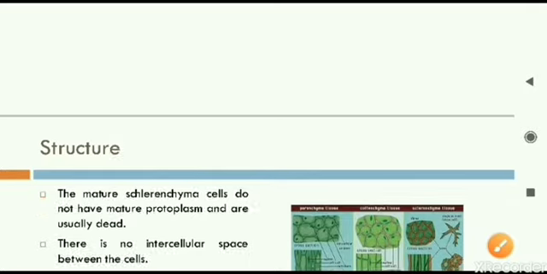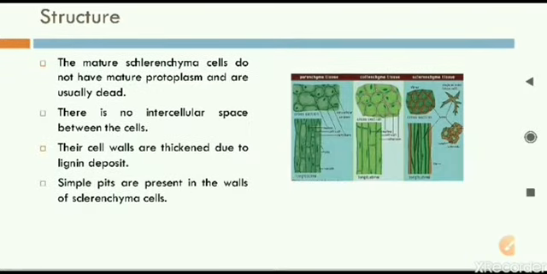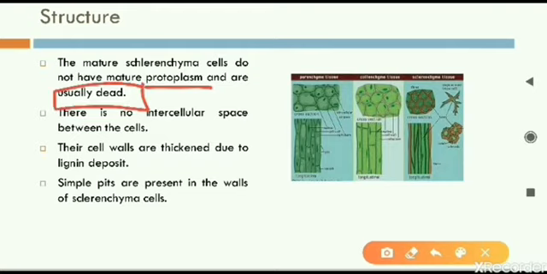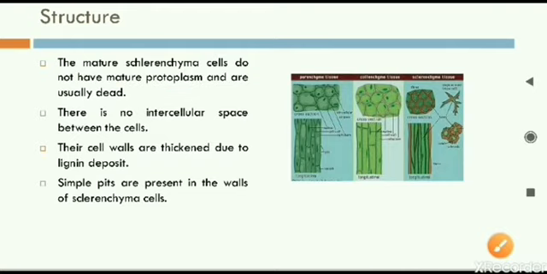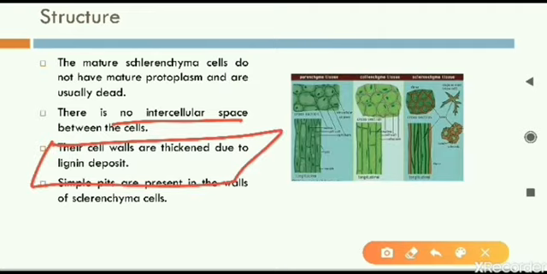Why is it so hard? That we will see in the structure here. There we will find out the reason. The mature sclerenchyma cells do not have a mature protoplasm, and usually these cells are dead. So we may ask in an internal question, which type of simple permanent tissue is dead. Generally it is sclerenchyma. There also no intercellular space is there. And this is the main point I want to tell you, that lignin is present there. The cell walls contain lignin, and because of this sclerenchyma cells are very tough and very hard because of the presence of lignin.